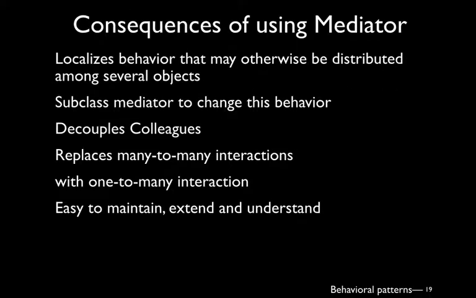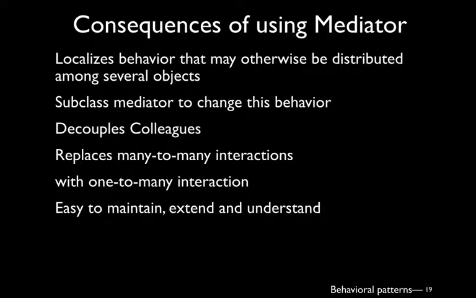So what are some of the consequences of using the mediator pattern? Well, the first thing is it localizes the behavior that may otherwise be distributed among several objects. The wheel localizes all the behavior that could be spread out across tire and the hub and the spoke. You can subclass the mediator to change the behavior. If the rules change, go ahead and implement a new rule class and implement it from the wheel interface.